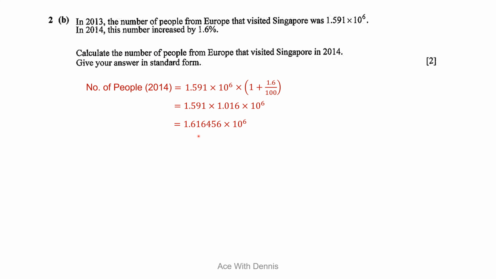We'll get 1.616456 times 10 to the power 6. Alright, so this is the exact value for this calculation.